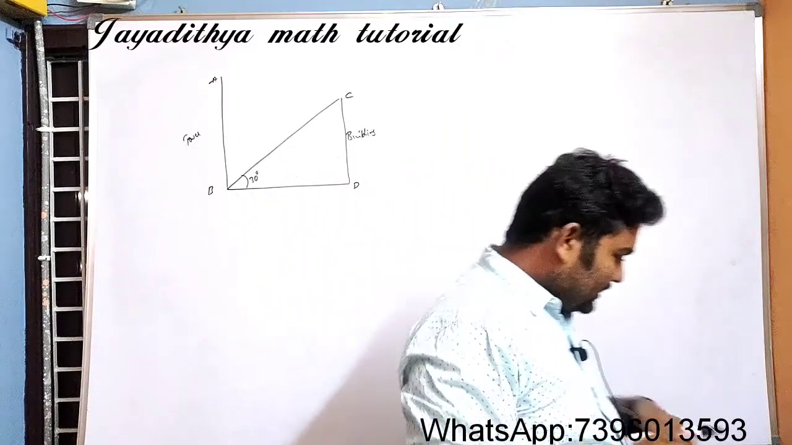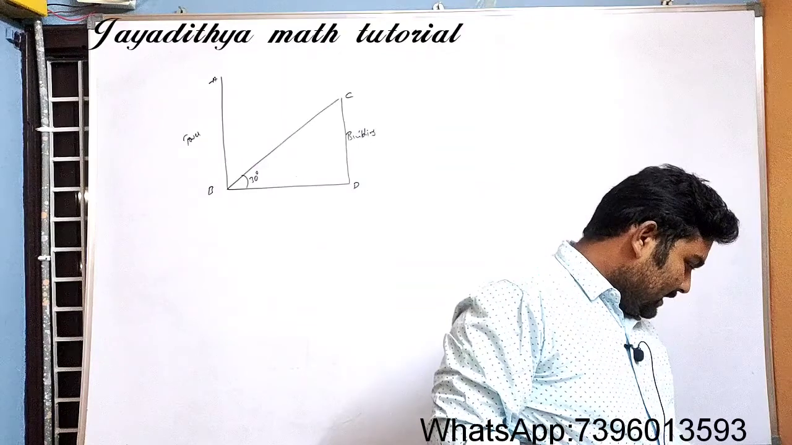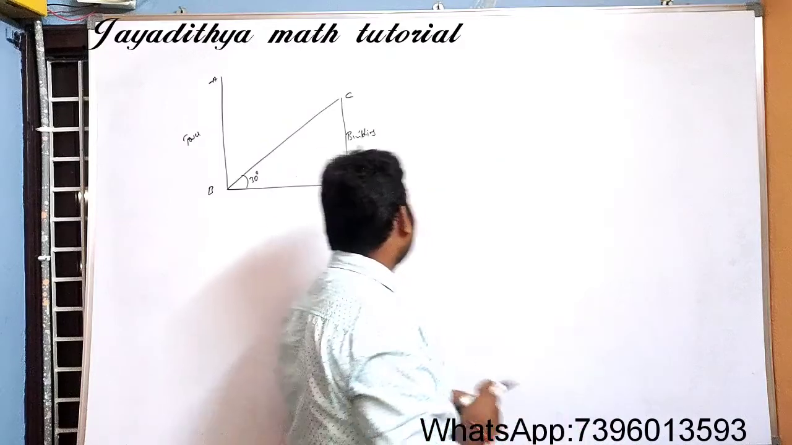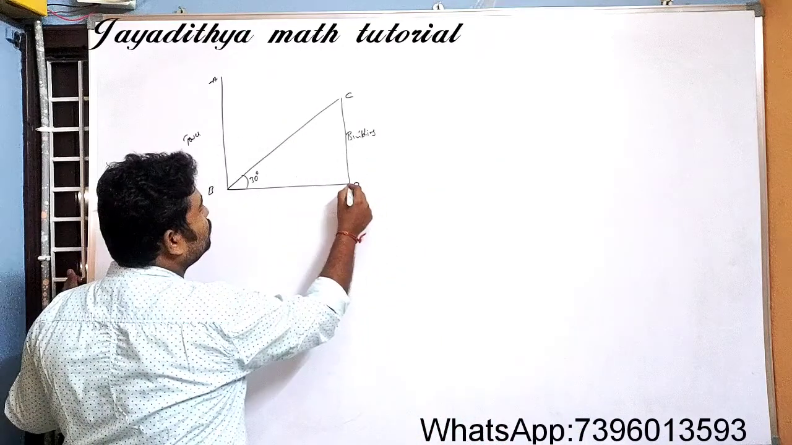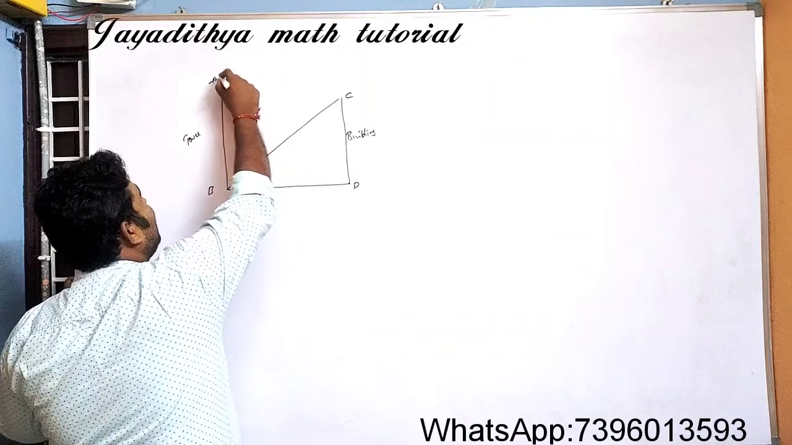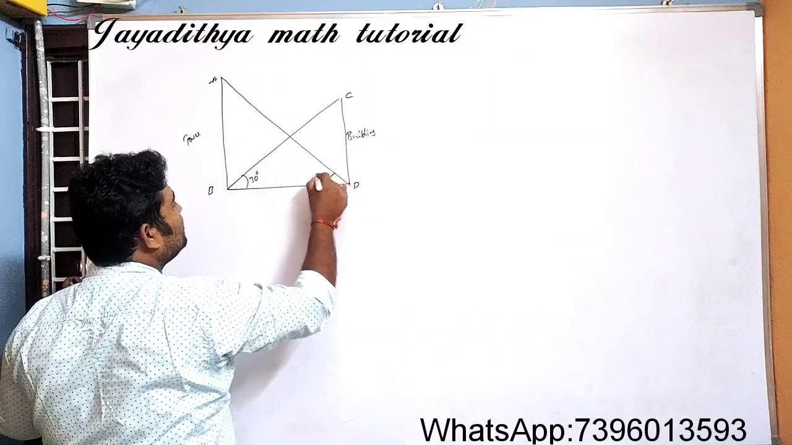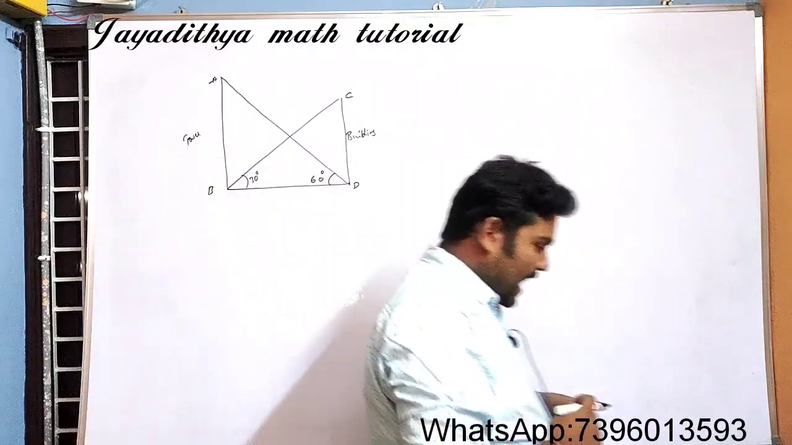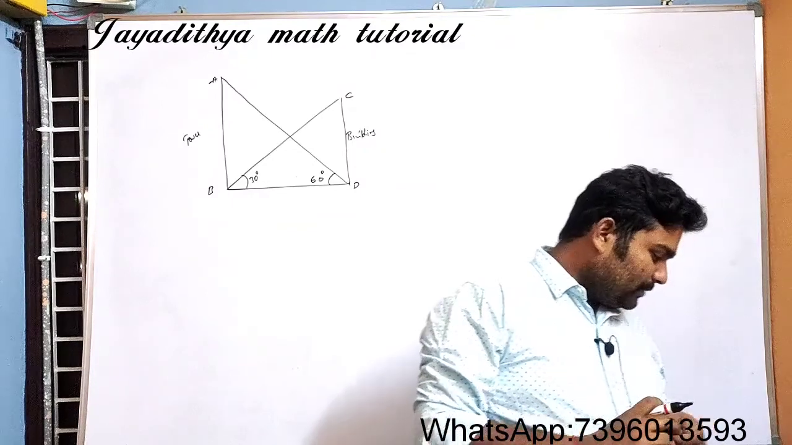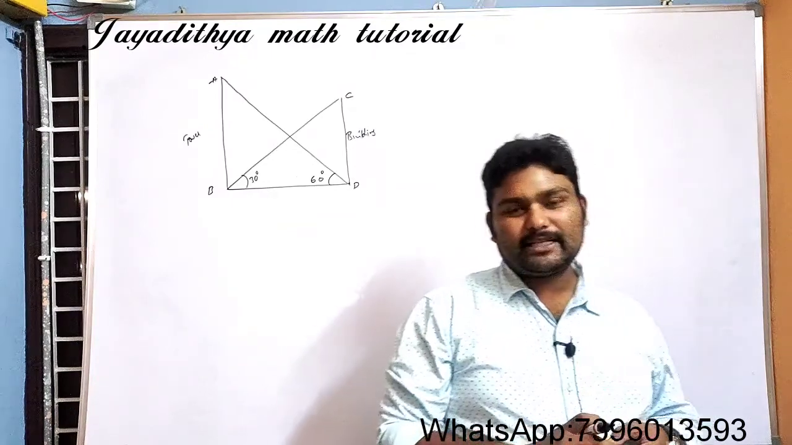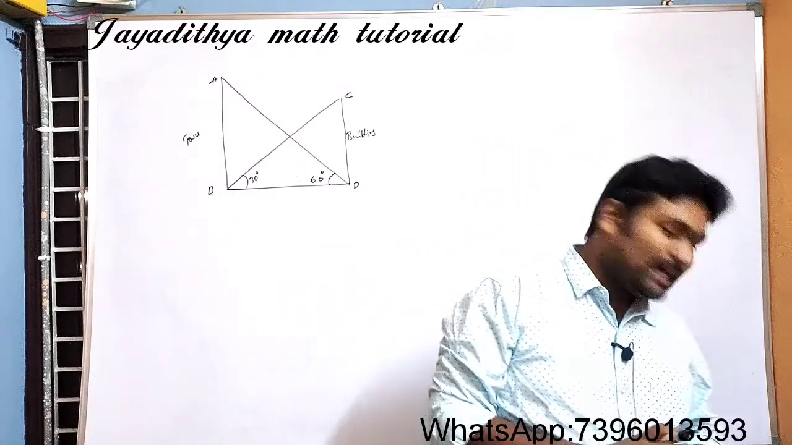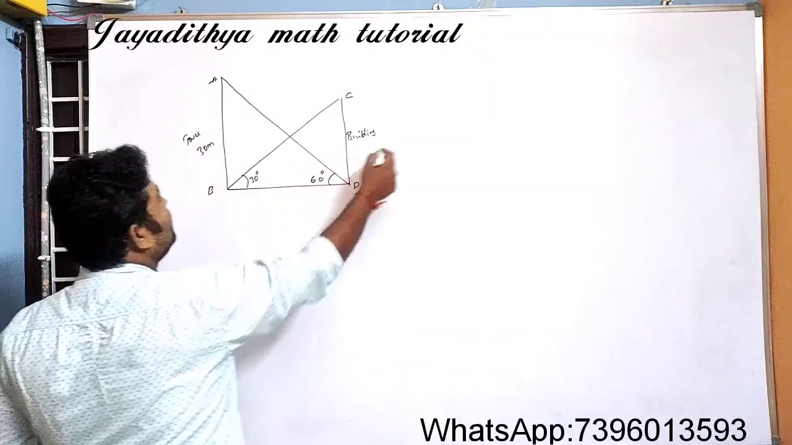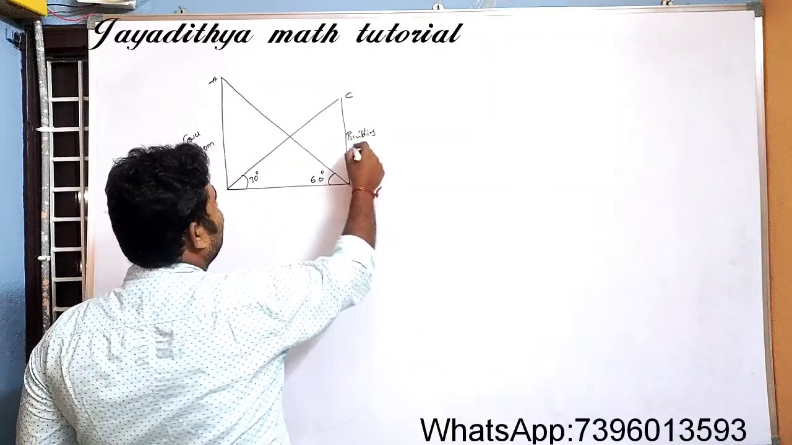And the second part of the question is the angle of elevation of the top of the tower from the foot of the building. D is the foot of the building. So from D, the angle of elevation of the top of the tower is 60 degrees. And he has also given one more piece of information: the tower is 30 meters high. Find the height of the building.